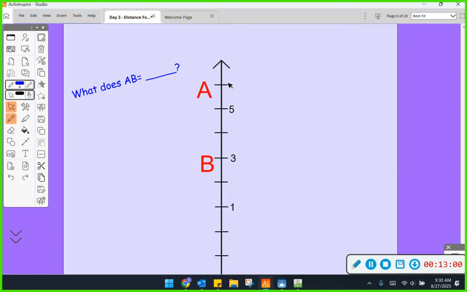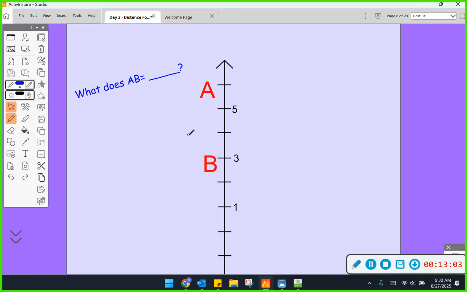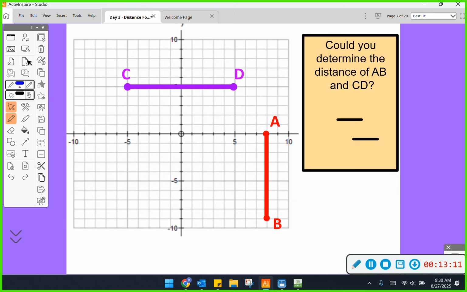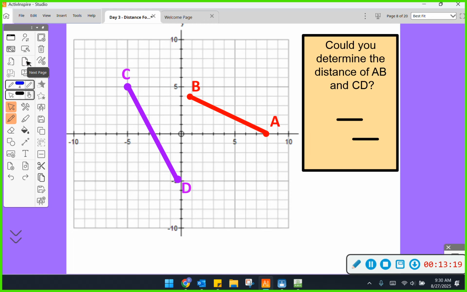All right. What if I give you this, up and down? Same thing, you just count or you subtract. 1, 2, 3. Are we cool with that? Okay. What if I give it to you on the graph? The exact same thing. Count. Are we okay with that? What about now?